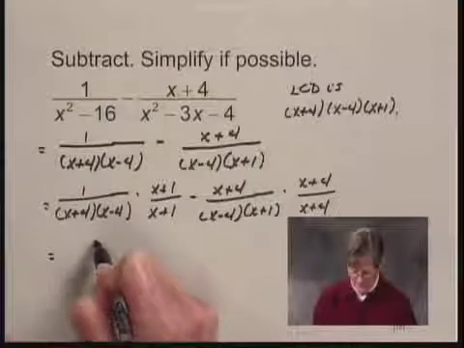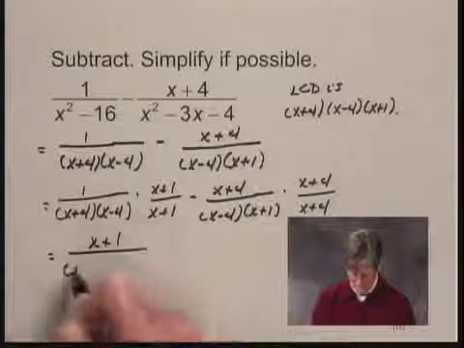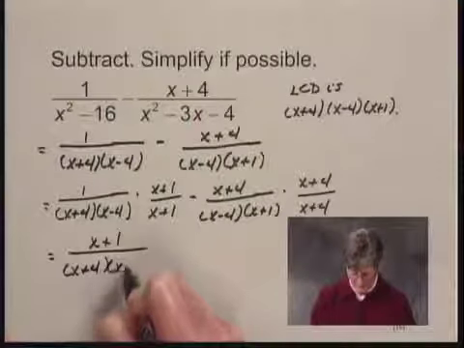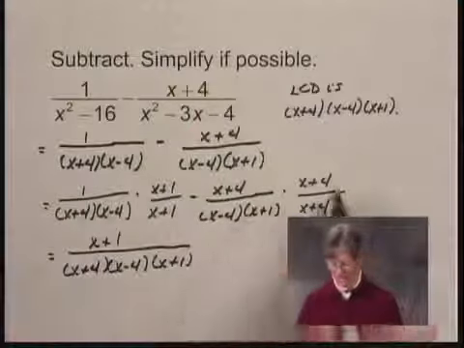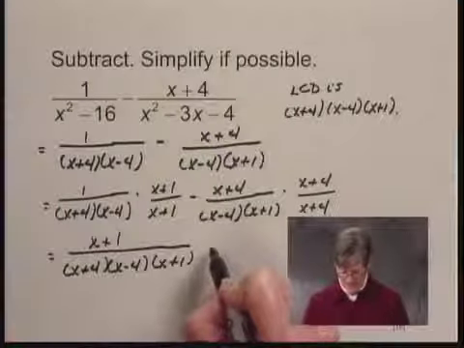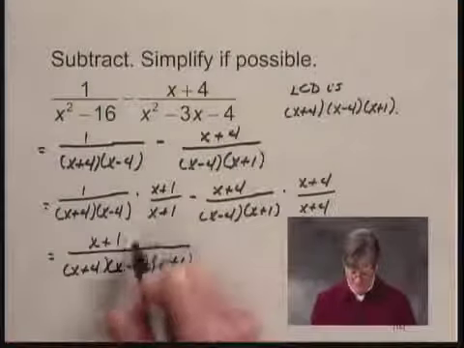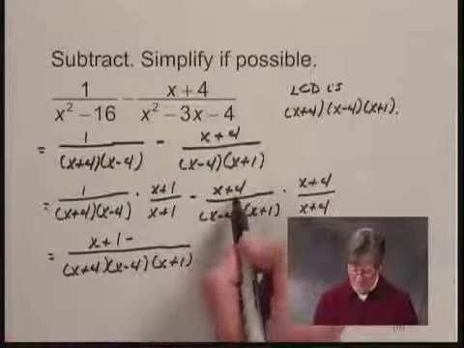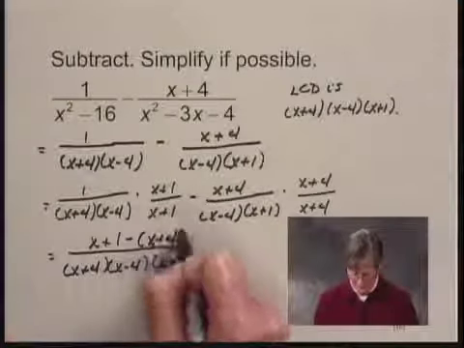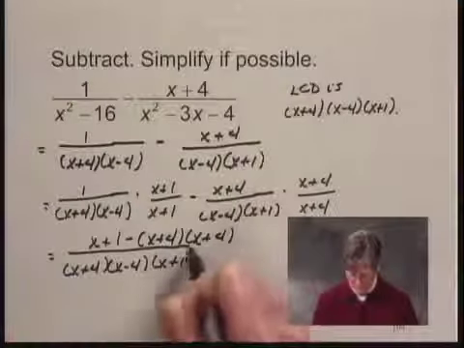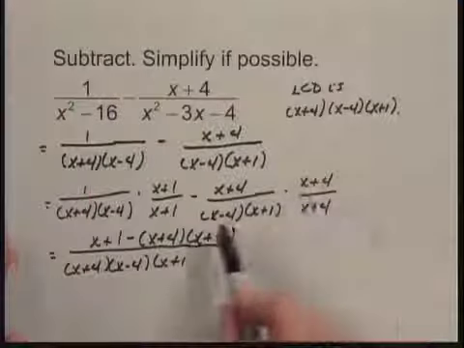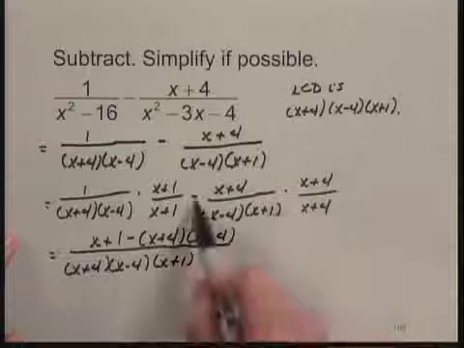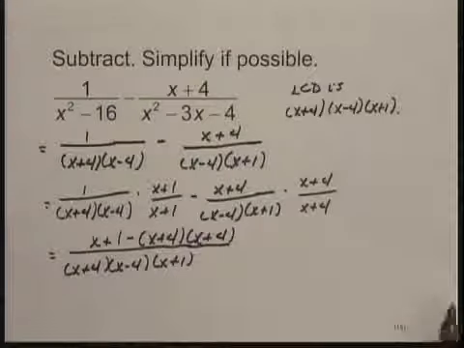Here I'm going to have x plus 1 over x plus 4 times x minus 4 times x plus 1. And I'm going to subtract and multiply at the same time here. I'm going to have minus, I'm going to subtract up here, minus x plus 4 times x plus 4 all over this denominator. When I do this multiplication here, I have x plus 4 times x plus 4 over the least common denominator, and I'm subtracting that. So I've written that in this form, in this step. This is the last step we had.